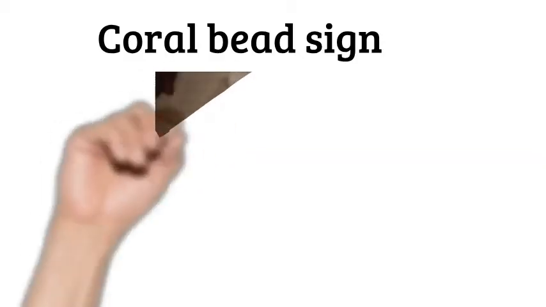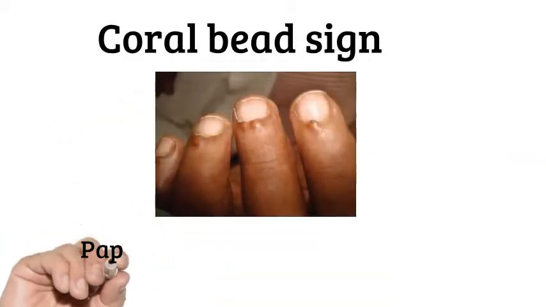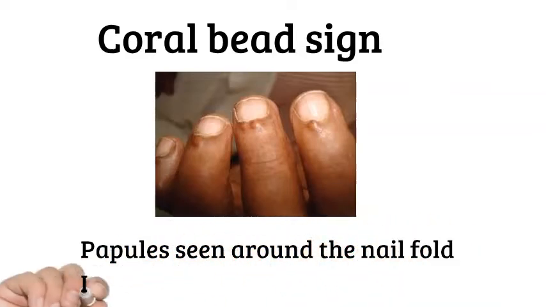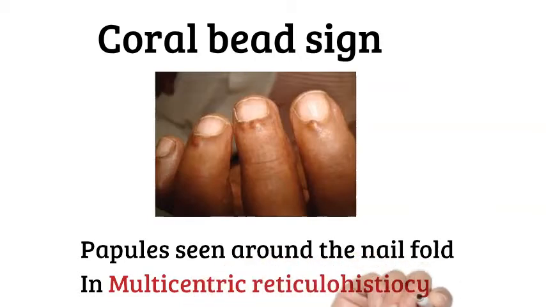Coral bead sign. As we see in this picture, these are papules seen around the nail fold, and this sign occurs in multicentric reticulohistiocytosis disease.